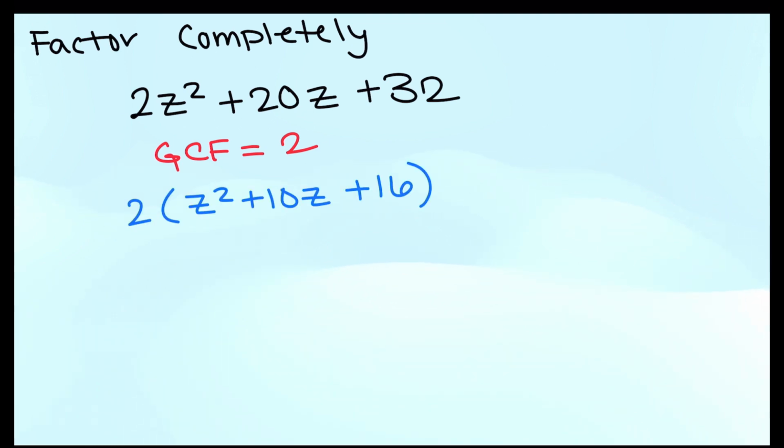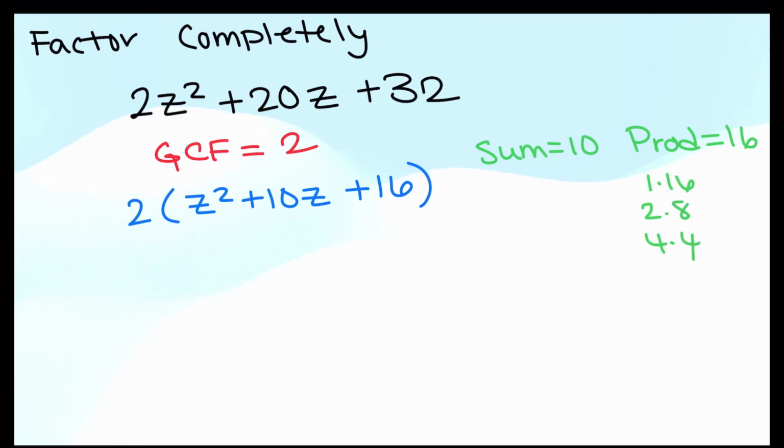So I'm actually going to pull the 2 out before I do anything else. Pulling out a GCF first often makes the factoring much easier as you continue with the problem. So if I pull out the 2, I'm now left with z squared plus 10z plus 16. And now the trinomial left in the parentheses can be factored. It has a leading coefficient of 1, just a z squared. So we can use that product sum method. We can try to find two numbers that have a sum of 10 and a product of 16.